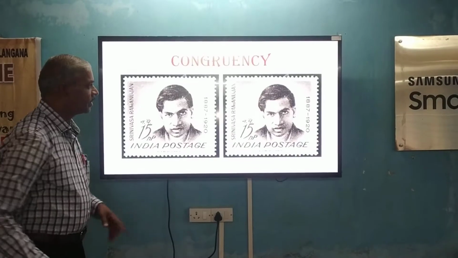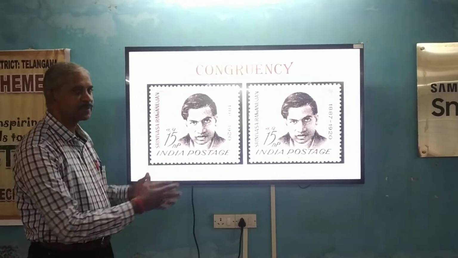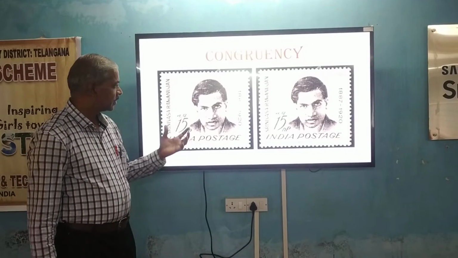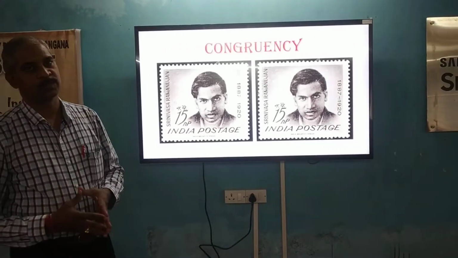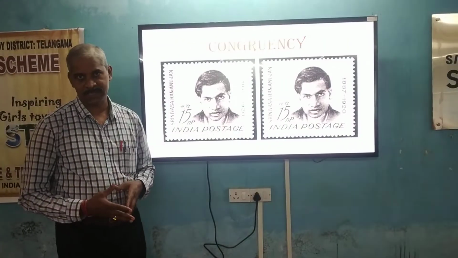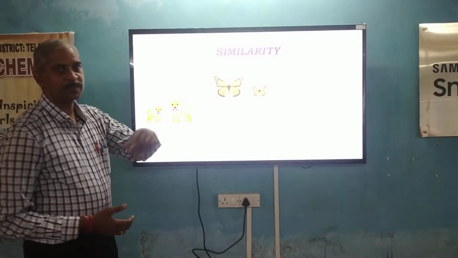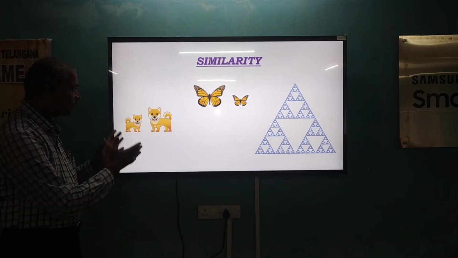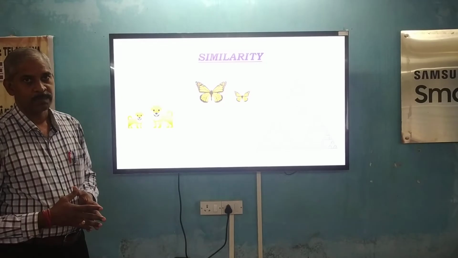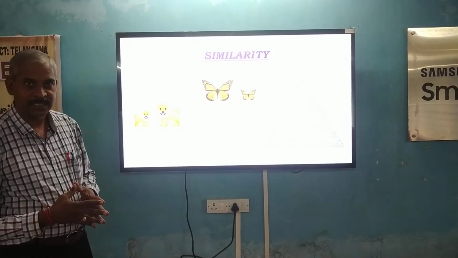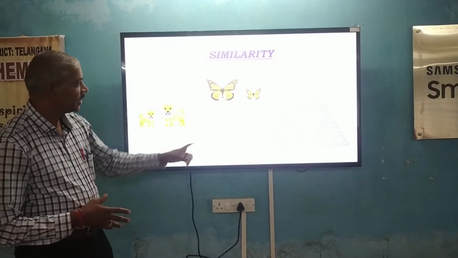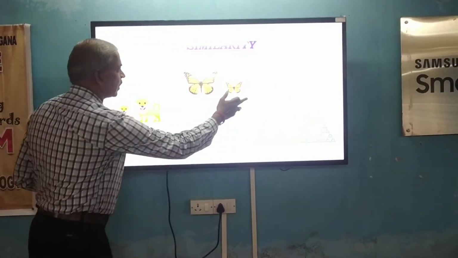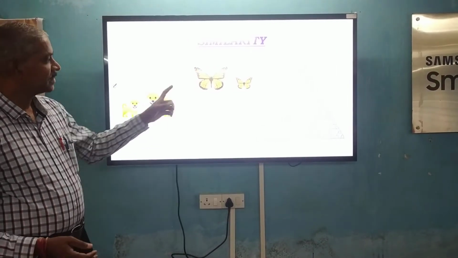Here are two figures, postage stamps of the great mathematician Ramanujan. If you observe, these two have the same shape and the same size also. That is why we call them congruent figures. And here, two puppets: these two are the same in shape, but their sizes are different. And here are butterflies, and these butterflies also have the same shape and different size.